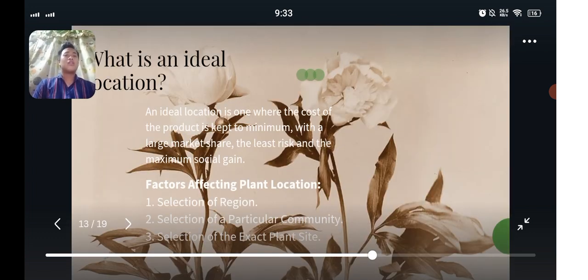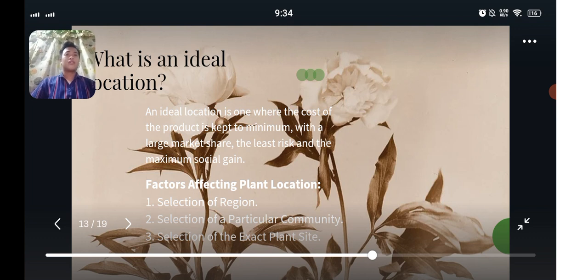What is an ideal location? An ideal location is one where the cost of the product is kept to a minimum with a large market share, the least risk, and the maximum social gain. An ideal location is the place of maximum net advantage, which gives the lowest unit cost of production and distribution.